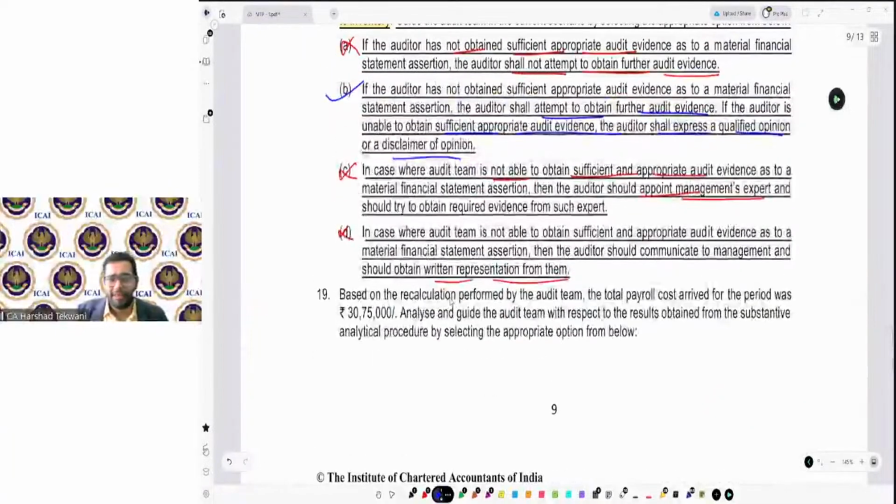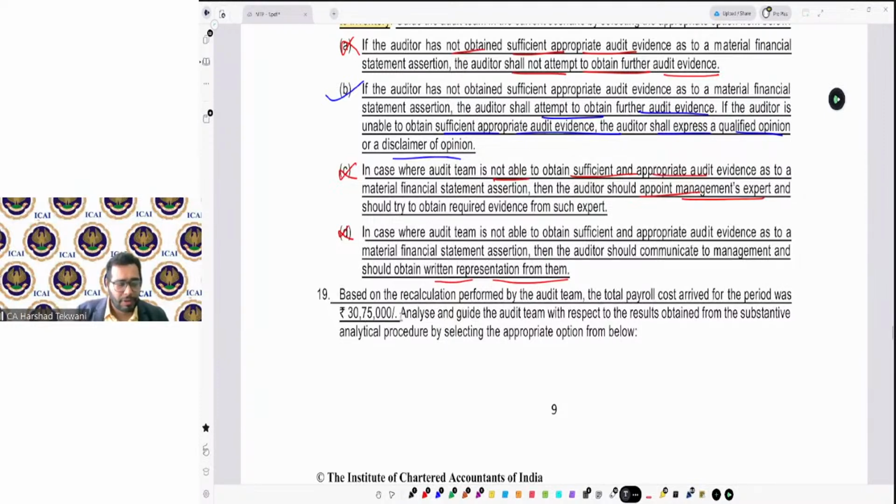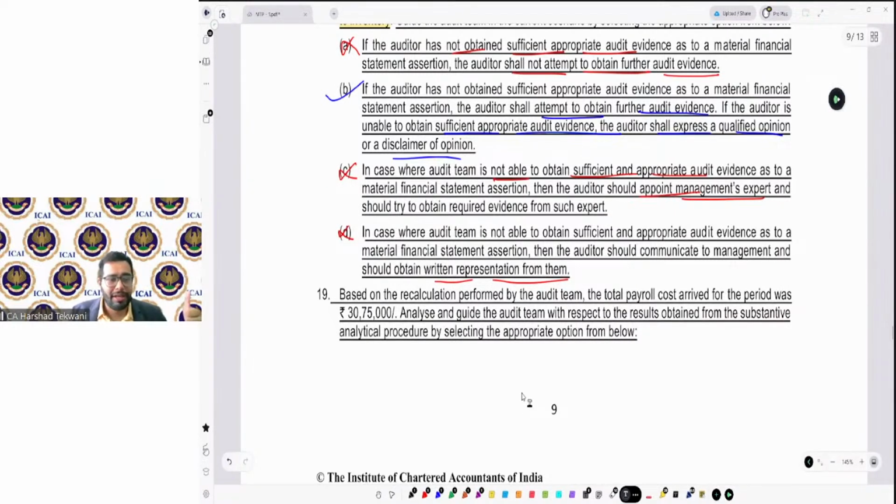Okay, let us see the next question, number 19. Based on the recalculation performed by the audit team, the payroll cost arrived for the period was 30,75,000. Analyze this and guide the audit team with respect to the result obtained from the substantive analytical procedures by selecting the appropriate option from below.